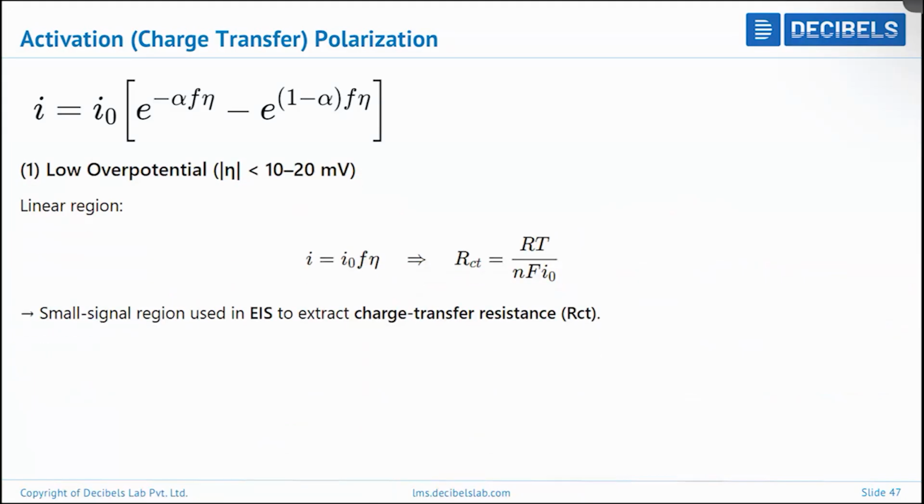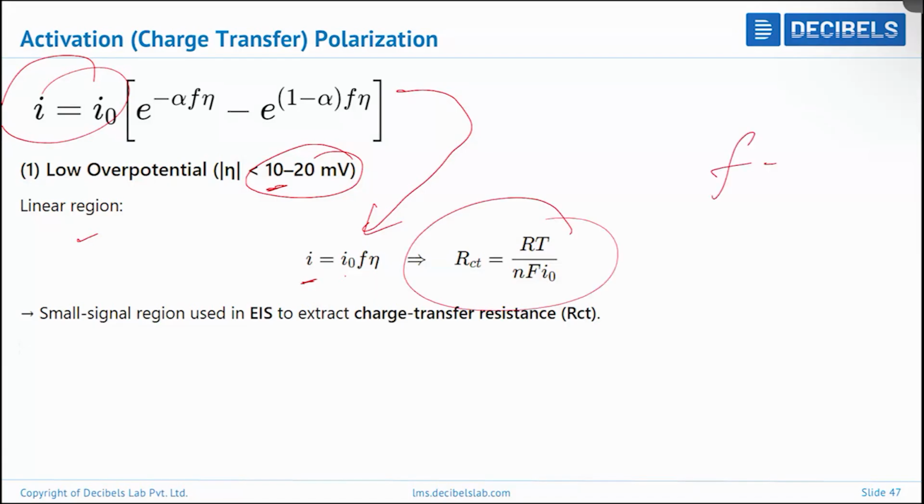At low overpotential, less than about 10 to 20 millivolts, it will be the linear zone. In this region, the Butler-Volmer equation simplifies to current density equal to exchange current density I0 times F times eta, where F is nF by RT. If you substitute that, eta is equal to V, and V is equal to IR. So eta is equal to I times R_CT. If you substitute that, you get this expression.